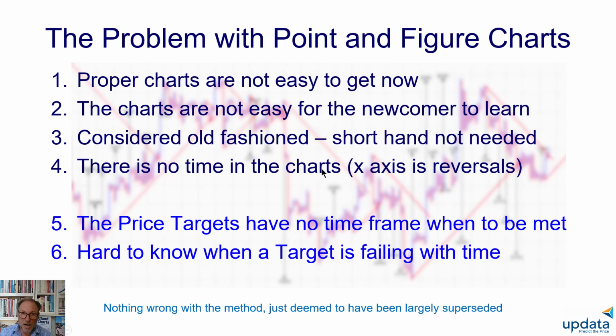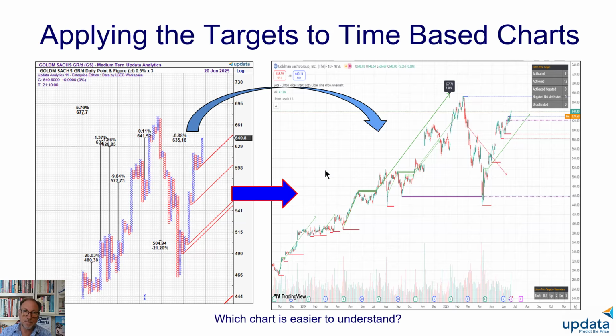There is no time in a point and figure chart. The x-axis is reversals. So a lot of people find this really difficult. And that means that the price targets don't have a time frame. You couldn't project them forward, which is what these price targets are attempting to solve. And most of all, this is something that's come to light really in the last 2 years: you have no idea when a price target is failing with time. Now, there's nothing wrong with the method. It's just deemed to have been largely superseded.